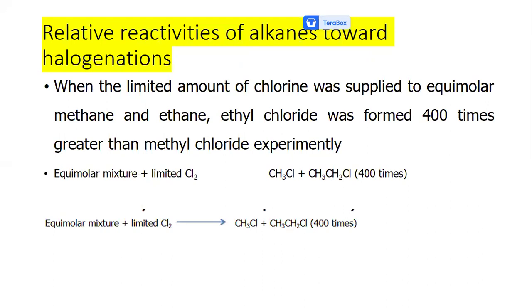Relative reactivities of alkanes toward halogenation. When a limited amount of chlorine was supplied to equimolar methane and ethane, ethyl chloride was formed 400 times greater than the methyl chloride, in the mixture of chlorine, methyl chloride and ethyl chloride.